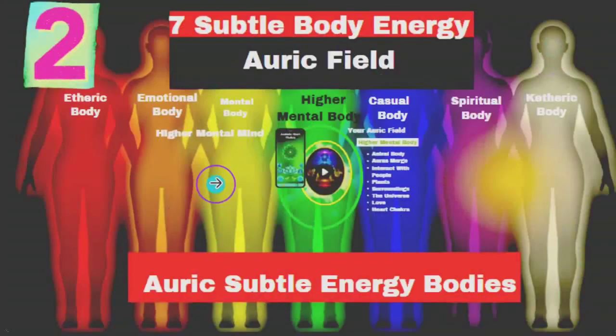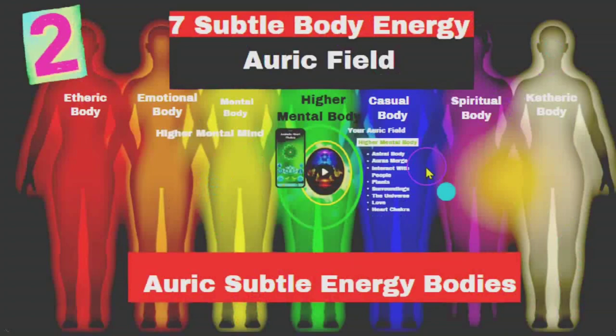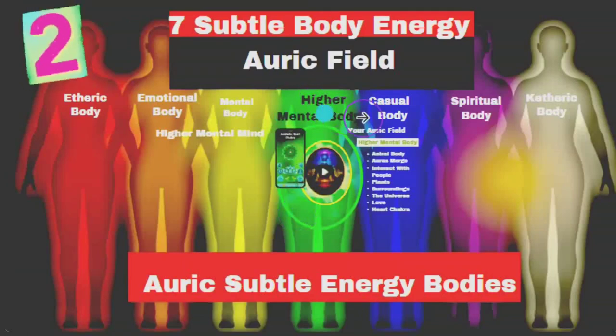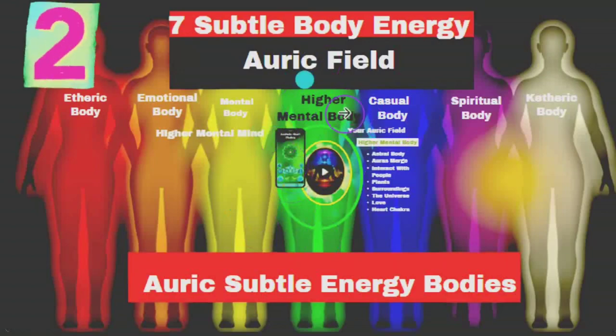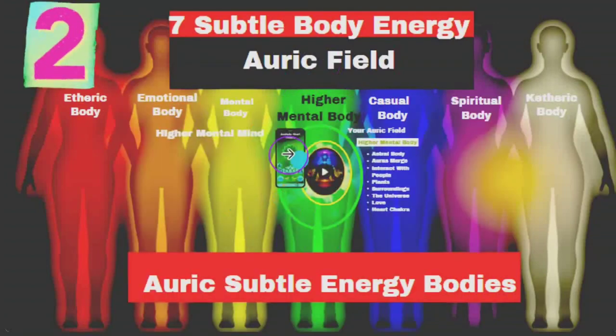Part 2. I've given you a little bit of information about the subtle body energies. There are 7 all together. Today we are talking about the 4th subtle energy body, which is called the higher mental body, which is associated with the heart chakra. So now is the time to turn on your heart activating, opening up chakra music.